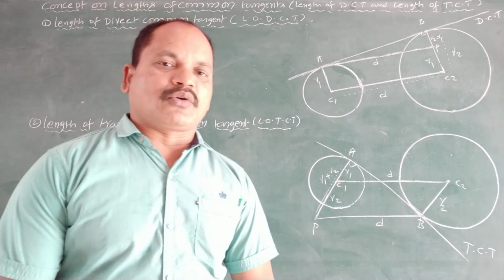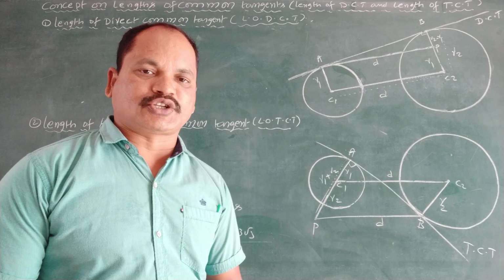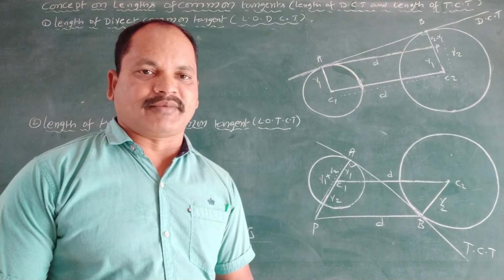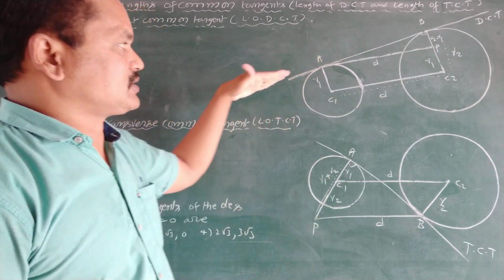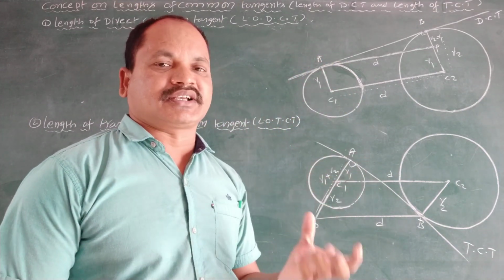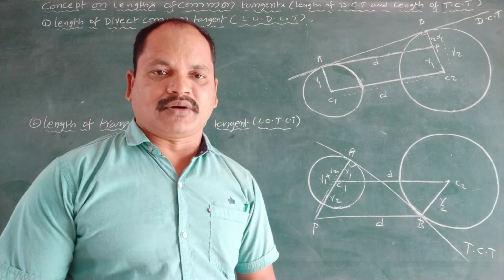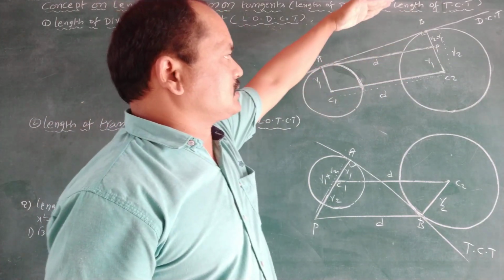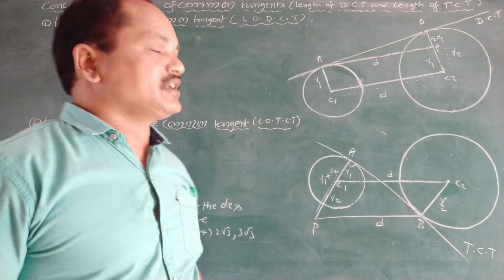Dear students, observe the concept that is the lengths of common tangents. Common tangents are of two types: one is a direct common tangent, the other is a transverse common tangent. If for a line, the two circles touch the line on the same side, then the line is called a direct common tangent. So this is the line and these two circles touch the line on the same side. That's why this is the direct common tangent in case 1.